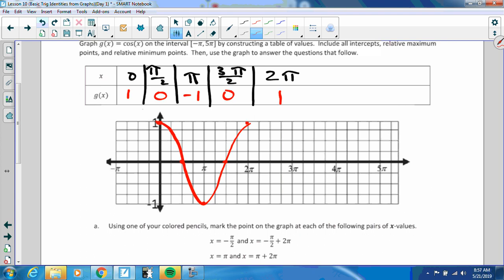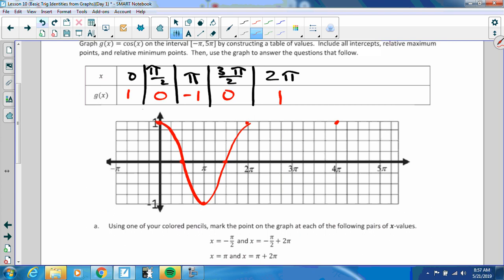Now, do I need to do it again? Do I need to table some more numbers, or can I just repeat the process? Repeat the process. Here's what I like doing. Notice that here, what's the distance between this peak and that peak? 2 pi, right? The distance on the x-axis is 2 pi. So if I go over 2 pi from here to 4 pi, where's my cosine going to be at? 1 again, right?